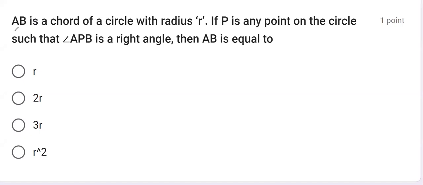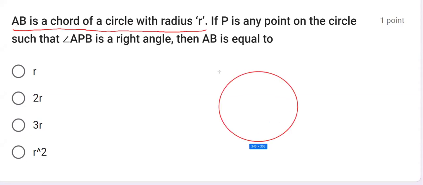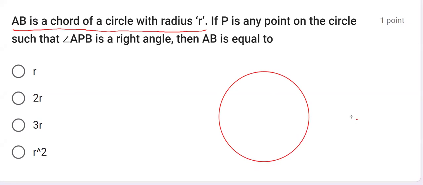Another question based on angle in a semicircle is: a chord of a circle of radius r. As of now, we do not know whether this chord is the diameter or not. So let's say I have made a circle first and the radius is mentioned r. Further, it says there is a point P. Let's say I take a point P anywhere on this circle.